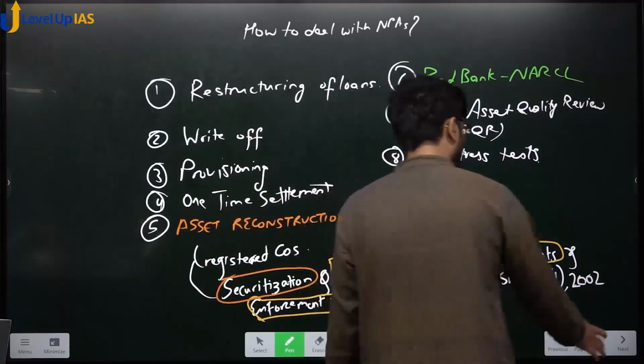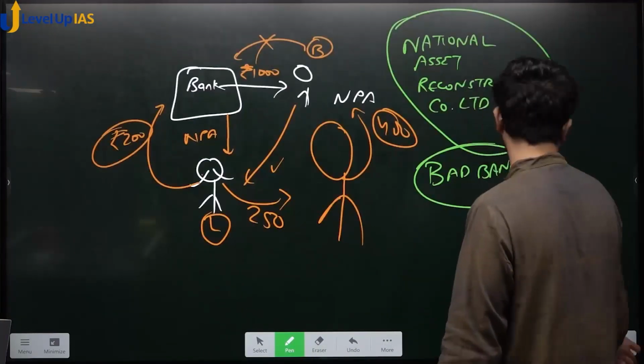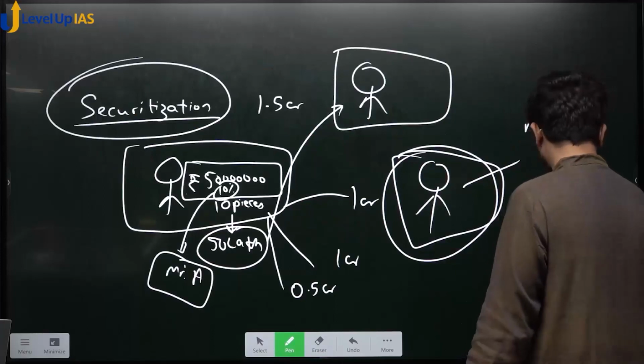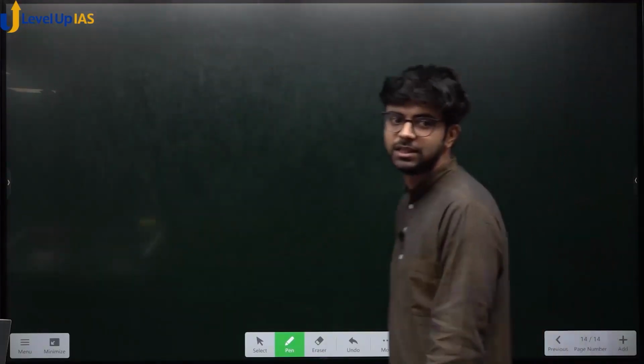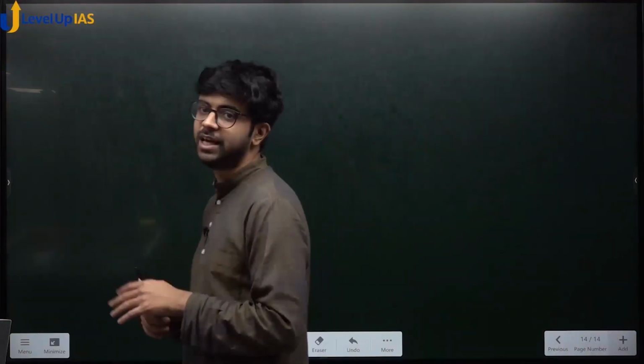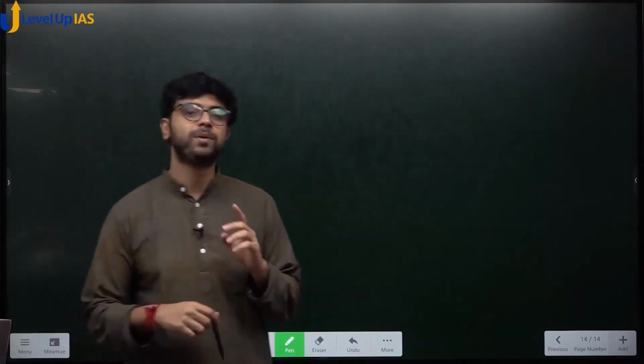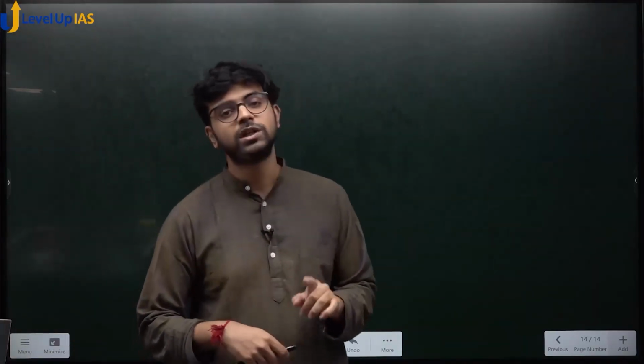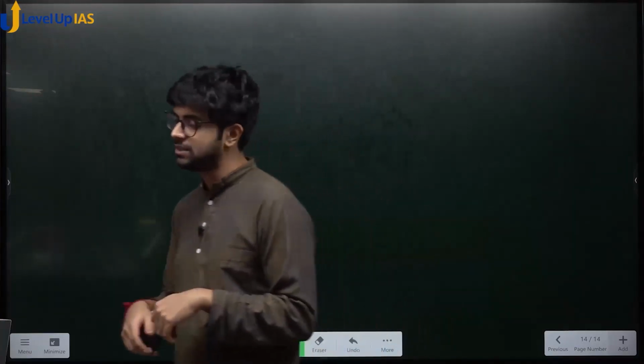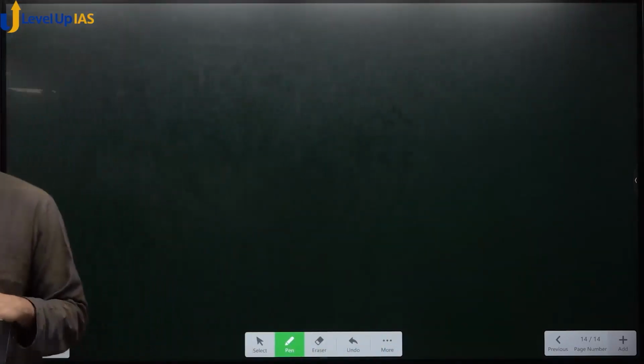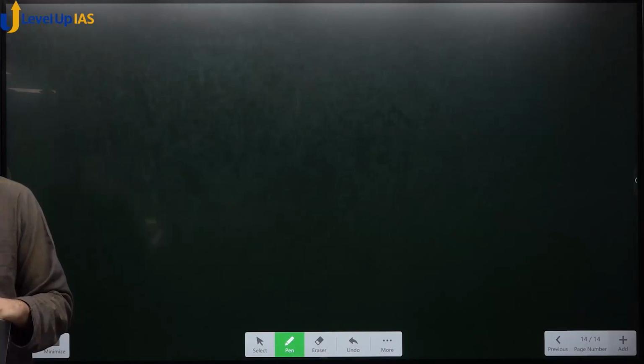Right? I hope you understood the asset reconstruction company. I hope you understood the bad bank. I hope you understood what is securitization. I have taught you the heart of banking. These are the issues. Always remember, UPSC asks for issues. These are the issues in banking. Everything else is just time pass. That is also important, no doubt, but it is time pass.